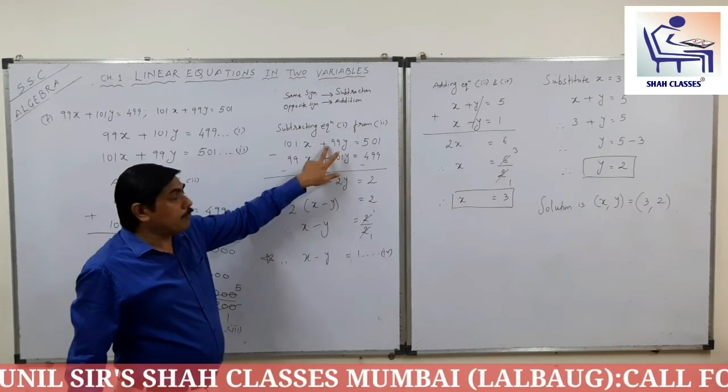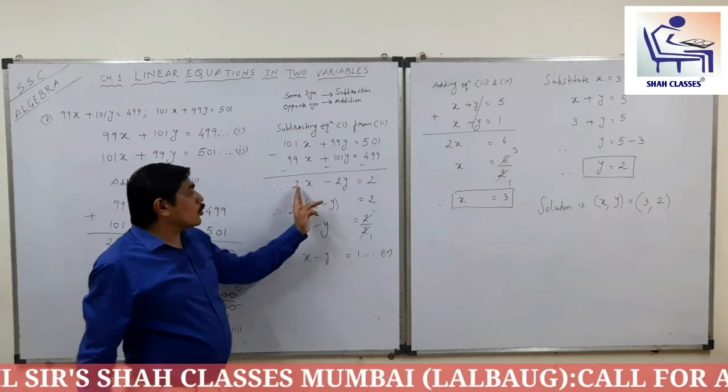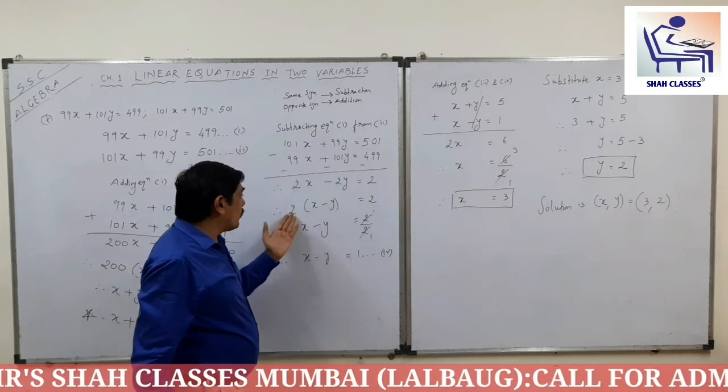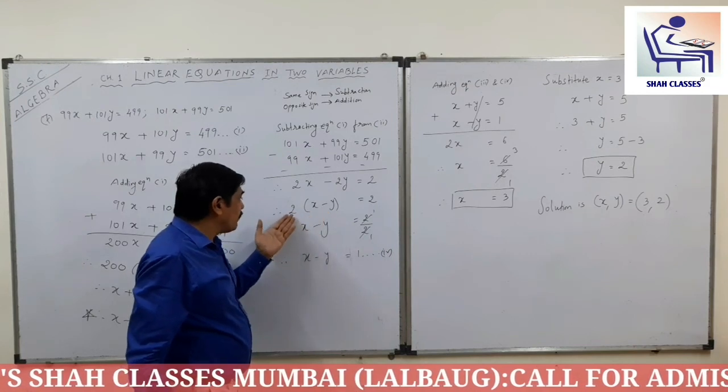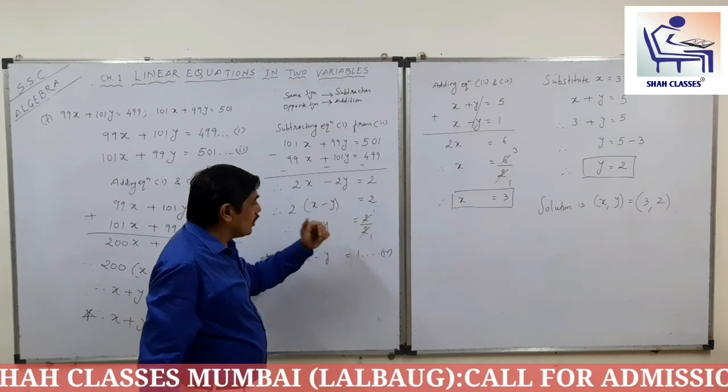See, remember, minus plus minus, take the sign of the greater number. So 2x minus 2y is equal to 2. Once again we have to take the common part and uncommon part separately. So 2 into x minus y is equal to 2. So x minus y is equal to 2 upon 2.